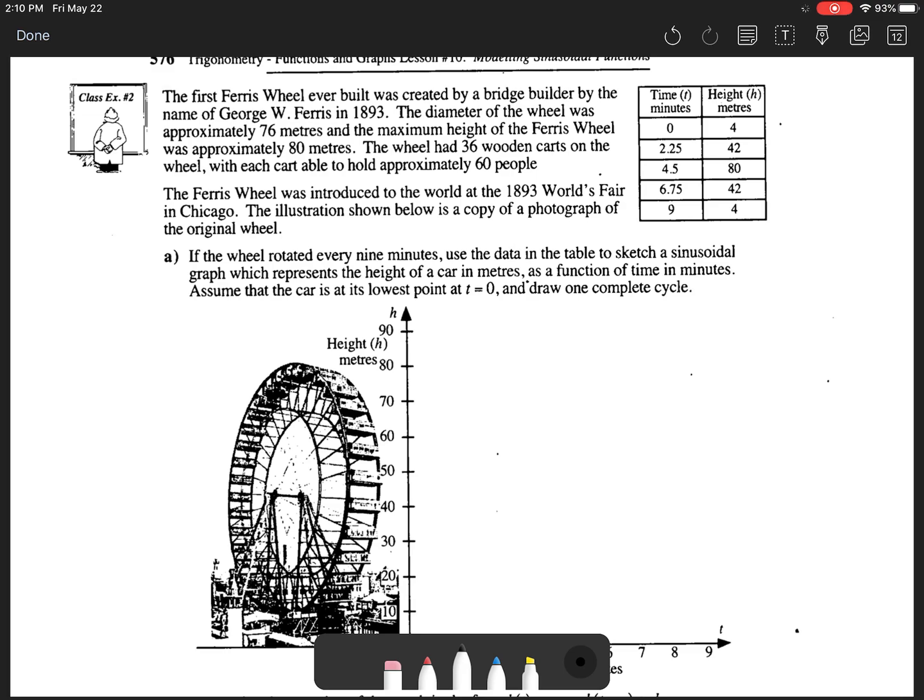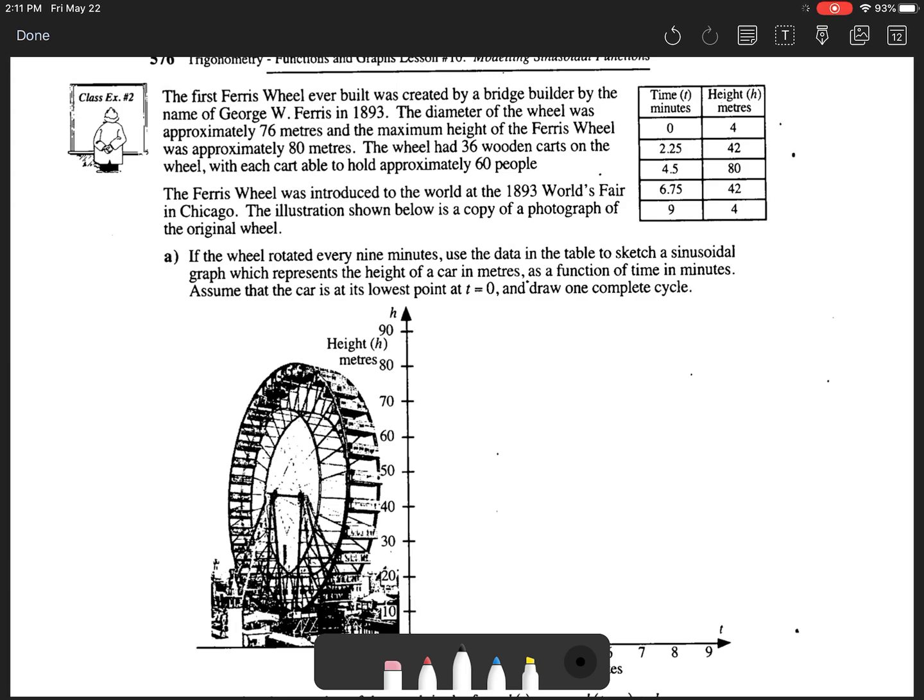So that diameter was 76 meters, and the maximum height of the Ferris wheel was 80. So there you go, there's your maximum height. The wheel had 36 wooden carts on the wheel, and each cart was able to hold 60 people. Again, nice information, but not needed in order to write the equation that they're going to ask us to do here. The Ferris wheel was introduced at the 1893 World's Fair in Chicago. The illustration below is a copy of the photograph of the original wheel.